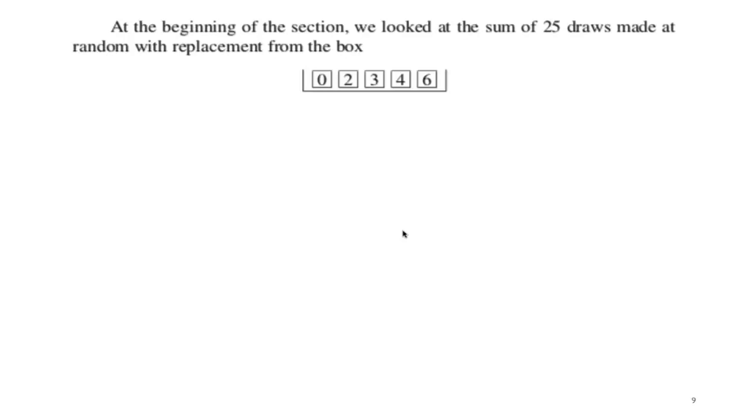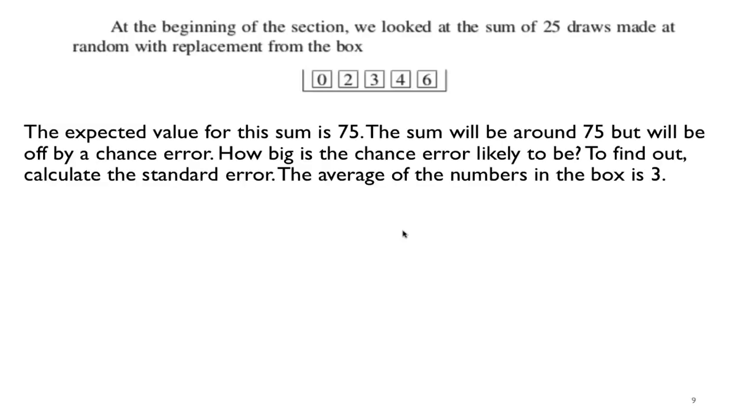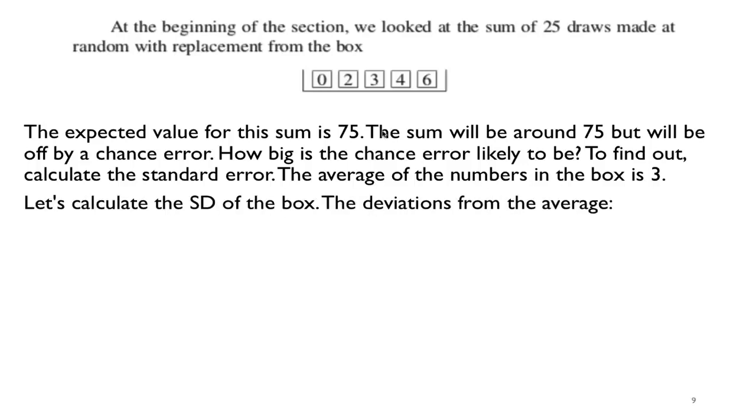Okay, so let's look at this box. I think this is the first example we saw just at the beginning of the lecture, where we pick out 25 tickets from this box. And we found that the expected value of this sum is 75. And we want to know how big the error is going to be. So the average of the box is 3, and so we need to find the SD of the box.